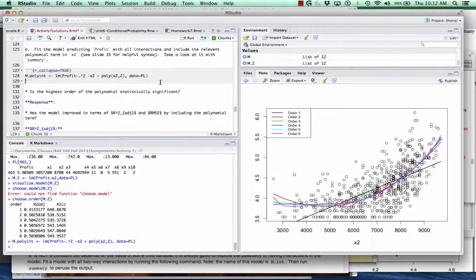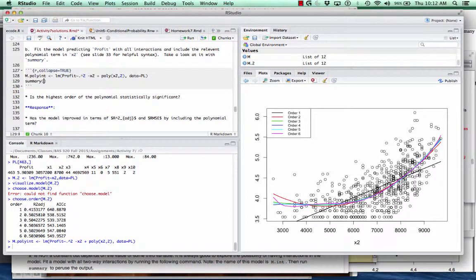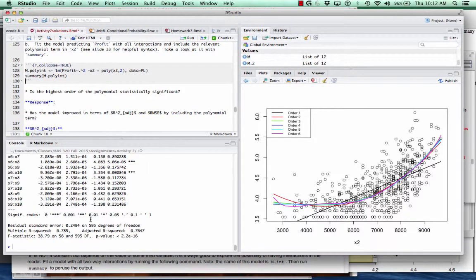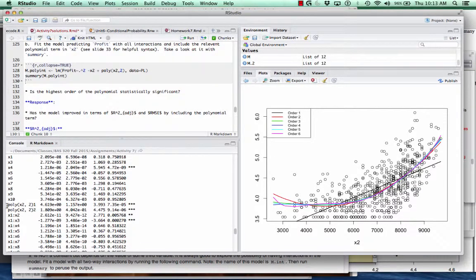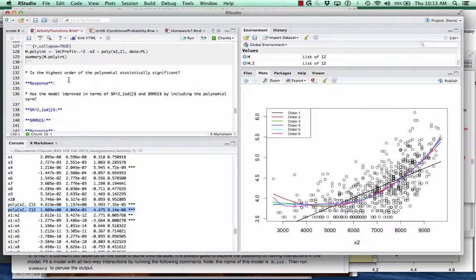We can run that model, and then we can get a summary of it to see, all right, does adding in that higher order power help out our model here, scanning all the way up and down. Here is the coefficient of just x2 in the model, and here's the coefficient of x2 squared. And we see that, yes, it is statistically significant. The p-value is 9.14 times 10 to the minus 6th power.